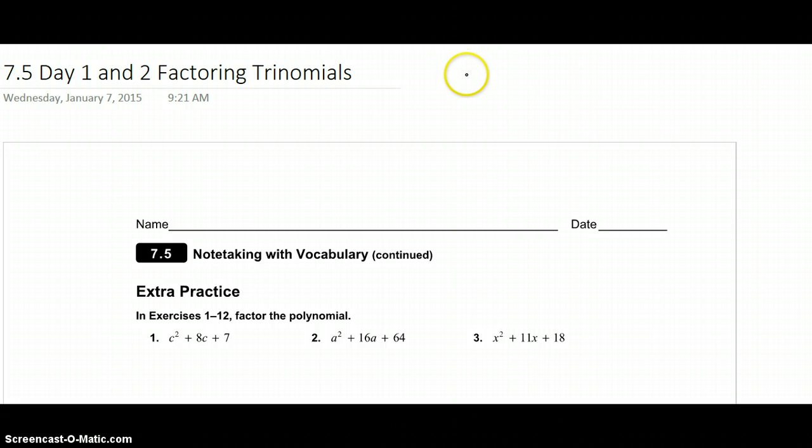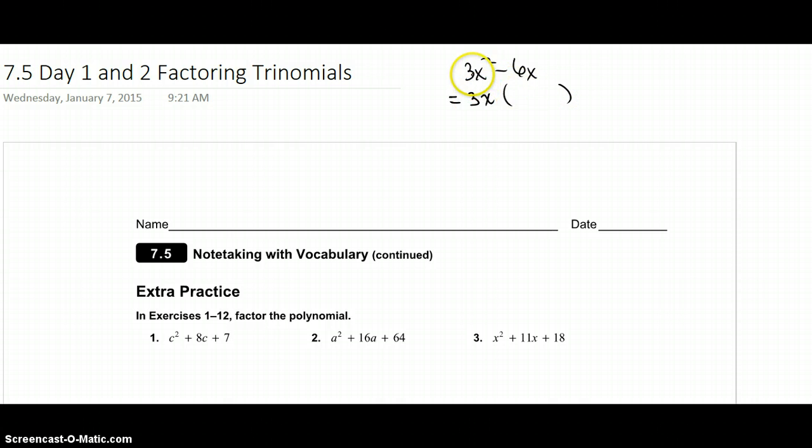First of all, last section, we factored things like 3x squared minus 6x. And factoring, I explained, was the opposite of distributing. And so we looked for a greatest common factor. Out of 3 and 6 would be 3. And out of x squared and x, that would be an x. And then we figured out what was in the parentheses originally.